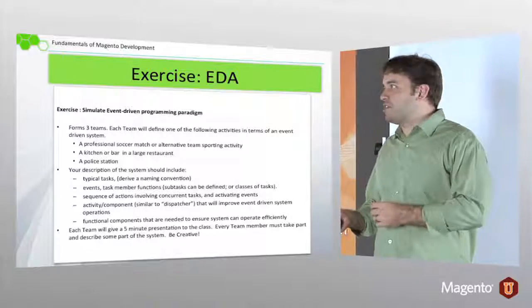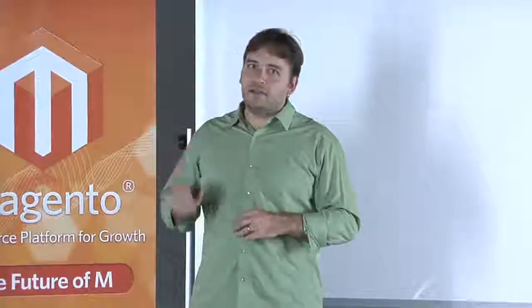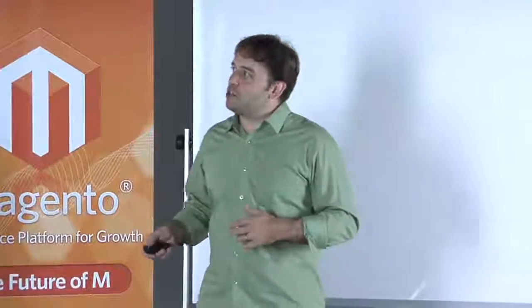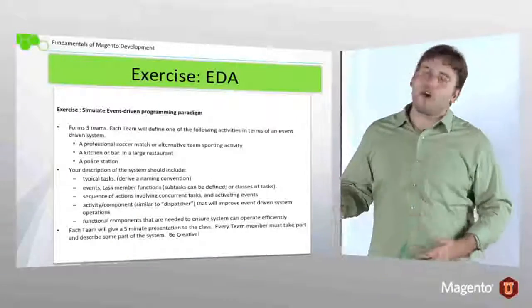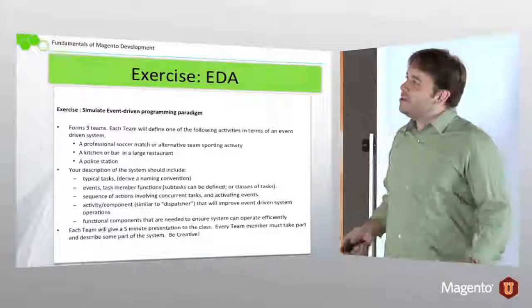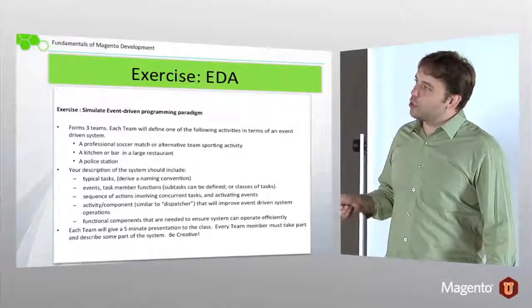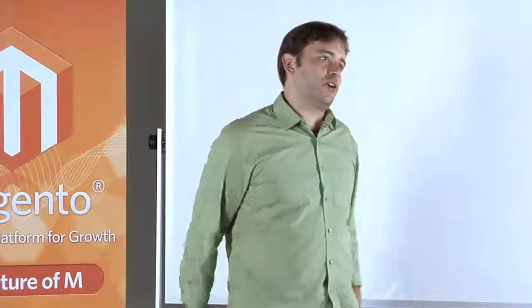Basically, we're going to have this environment which is analogous to Magento, this ecosystem of the code. So you'll have a soccer match, you'll have cricket, you'll have a kitchen or a bar or a police station. The police station, by the way, is probably the easiest one to do because police stations have dispatchers. So what we're going to do is look through the components and identify what's going on, what the dispatcher or dispatchers are, and what kind of processes they can trigger. I'll divide you into a few different groups, and we'll proceed.